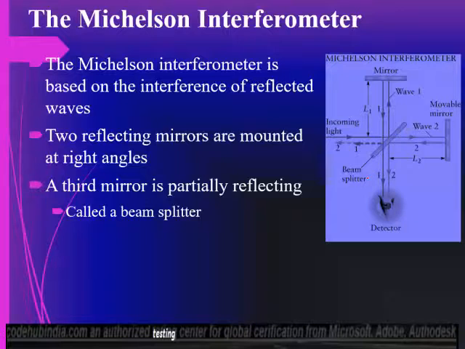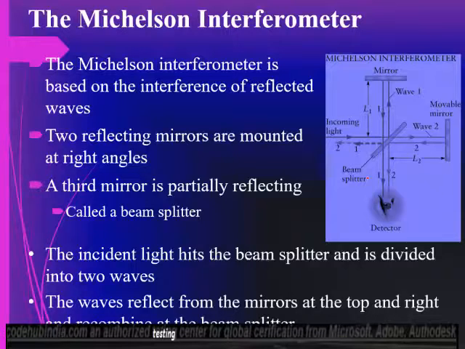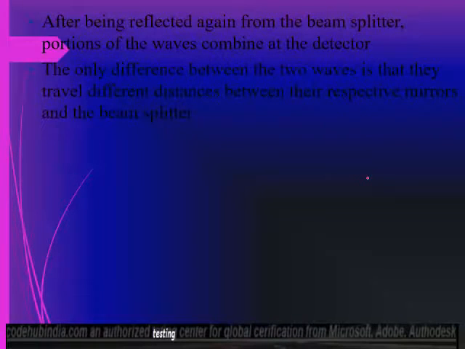The incident light hits the beam splitter and is divided into two parts: part 1 and part 2. Clear? So the waves reflected from the mirrors at the top and the right are recombined at the beam splitter. After being reflected again from the beam splitter, a portion of the wave is combined. The difference between the two waves is that they travel different distances between their respective mirrors and the beam splitter.